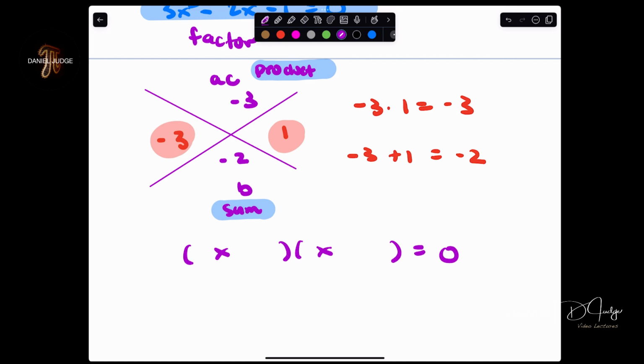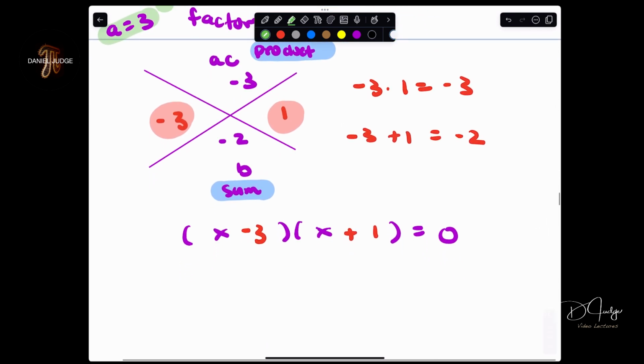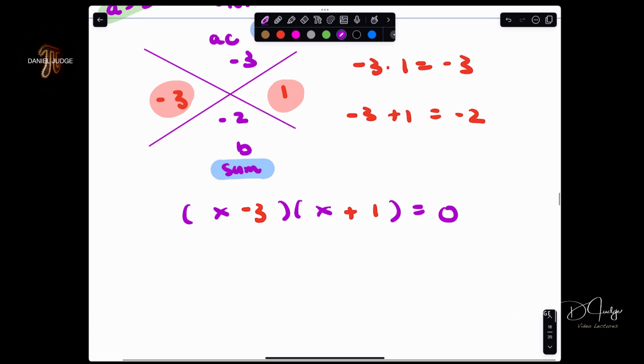And the numbers that we found, -3 goes here, +1 goes here. But recall from the crisscross method here, the a value is a +3. Right in here, a is 3. So what you have to do is divide both of the numbers that you got by the a value, and in this case it's 3.